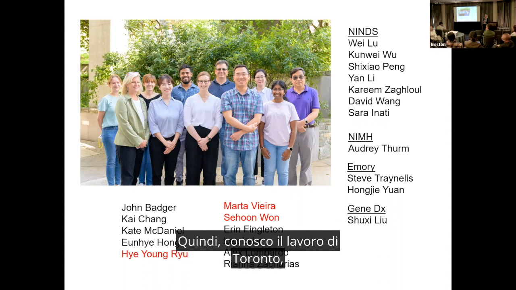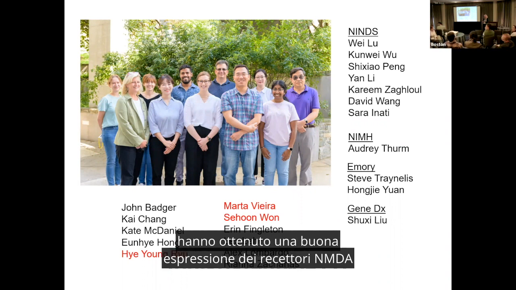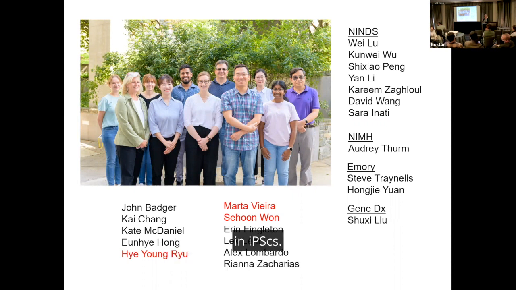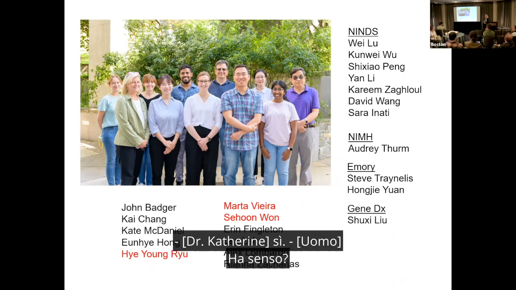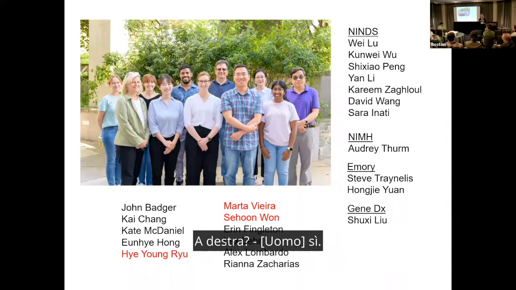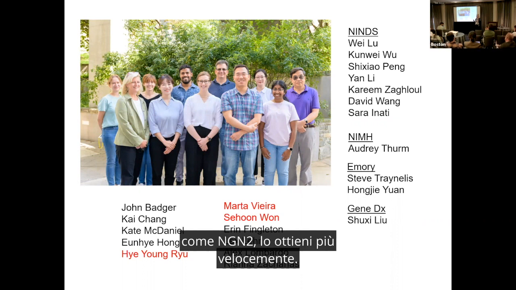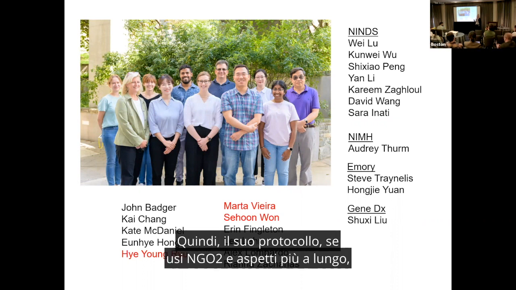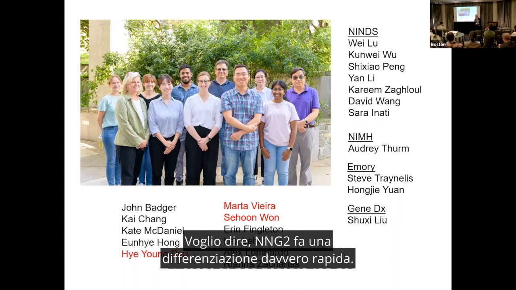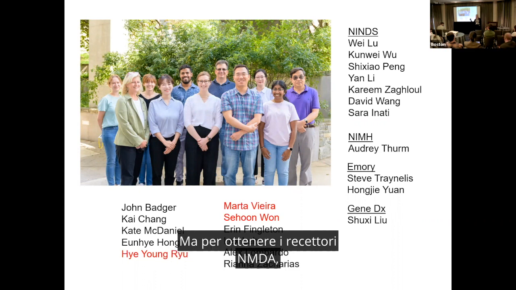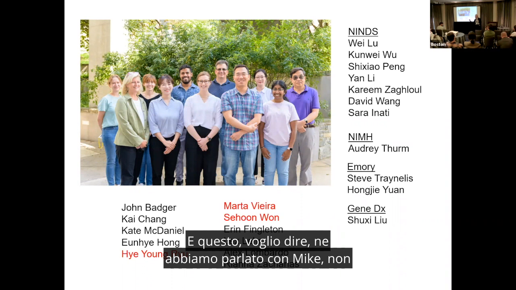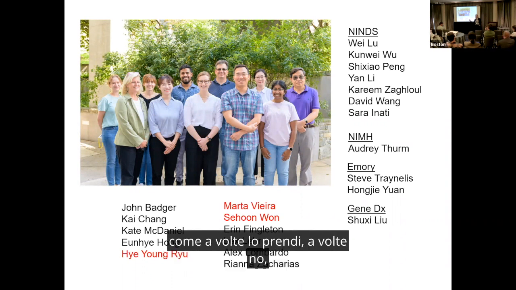Hi, Katherine. I know the work from Toronto, they got some good NMDA receptor expression in iPSCs. I think it was the Brennan protocol. It's Mike Salter, right? We're familiar with that. And if you talk to them, first of all, it takes longer. With NGN2 you get it faster, NGN2 does a really rapid differentiation. But to get the NMDA receptors, you have to culture them a long time, and it's not so reliable. We talked to Mike about it, and I think it's in the paper. Sometimes you get them, sometimes you don't. That's just the state of it.